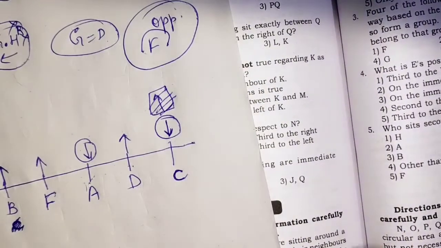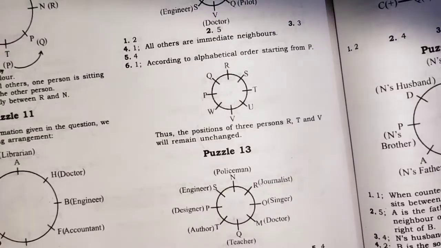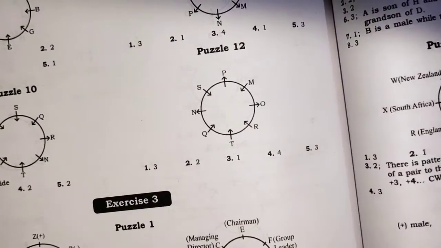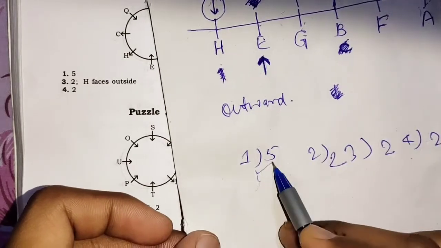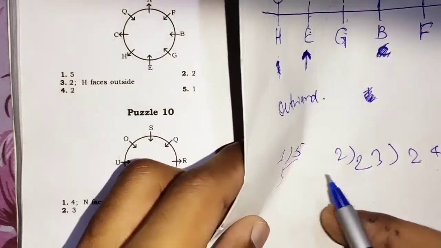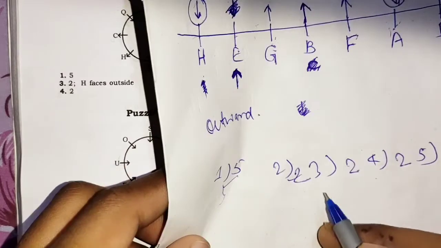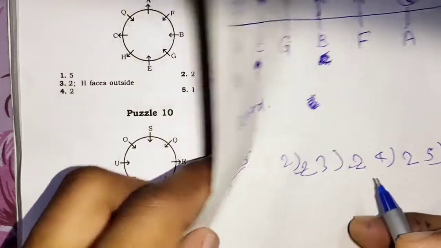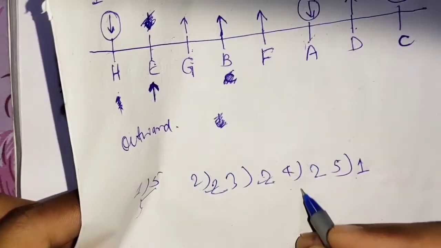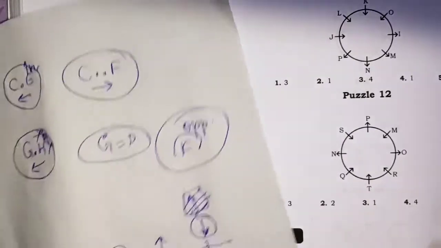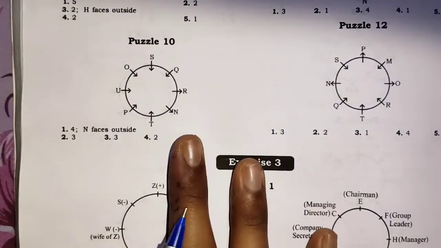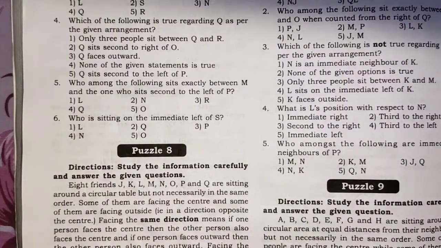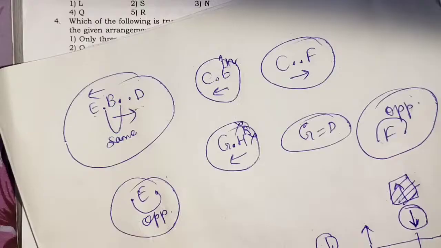Now let's match with the answers. Here it is. First 5, second 2, third 2, fourth 2, and fifth 1. So absolutely correct. Now we will solve one more question.